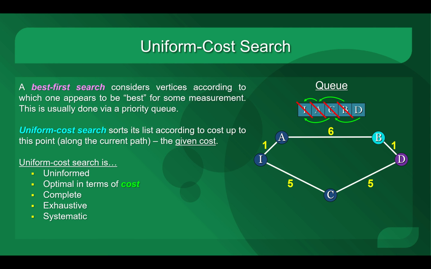However, when we look at D, it's a different story. The original path, ICD, was 10, but the new path, IABD, is 8. That's less. As a result, we need to change the cost and the parent of D. Changing the cost is just a matter of updating the number, and changing the parent is a matter of changing the pointer to point to B instead. Once we've done that, we're done with B. So we restart the loop, pull D off of the queue, and D is the goal, so we've reached our destination. We can now trace back and get our path, and it turns out that it's IABD.